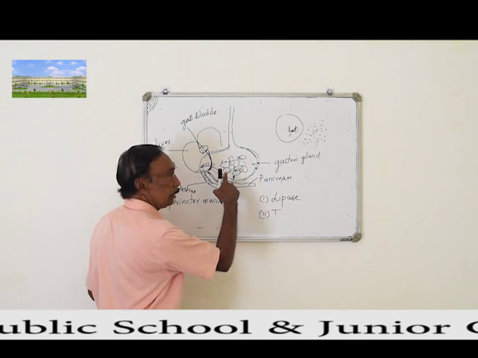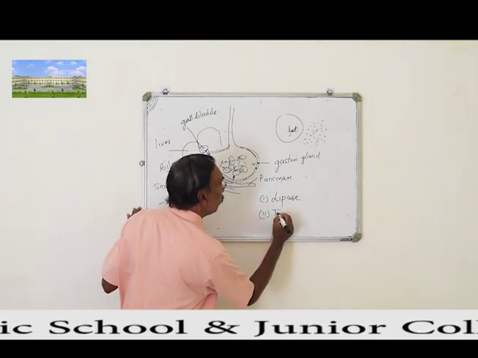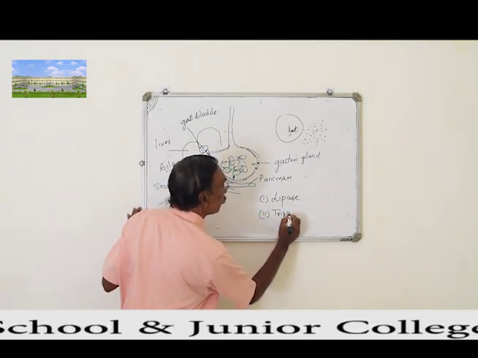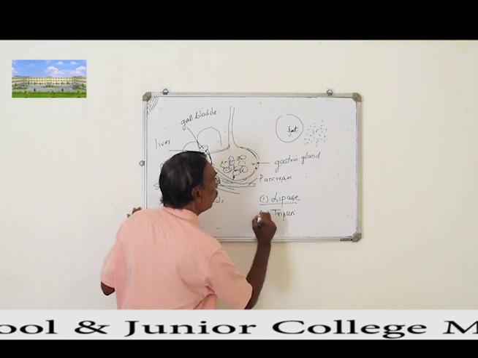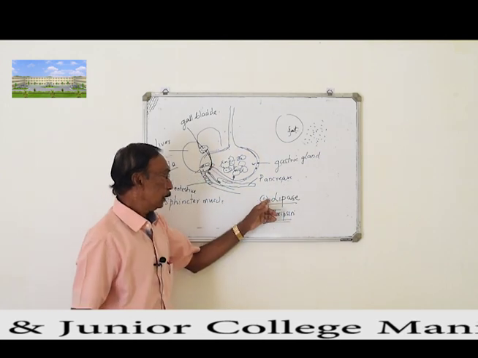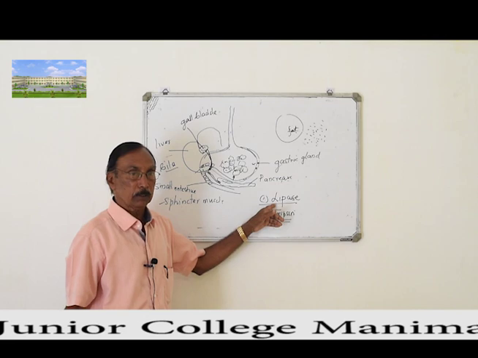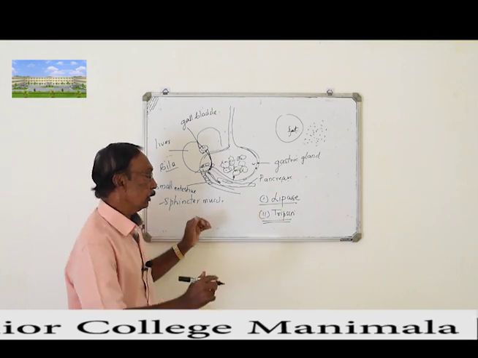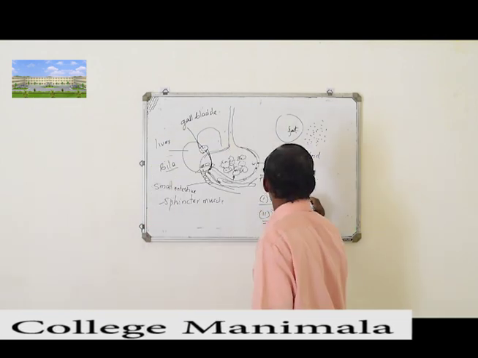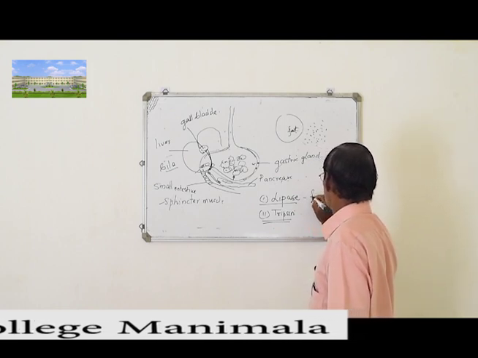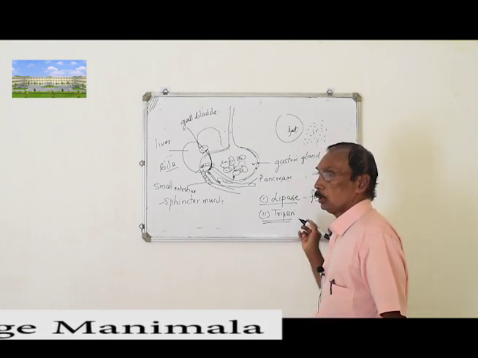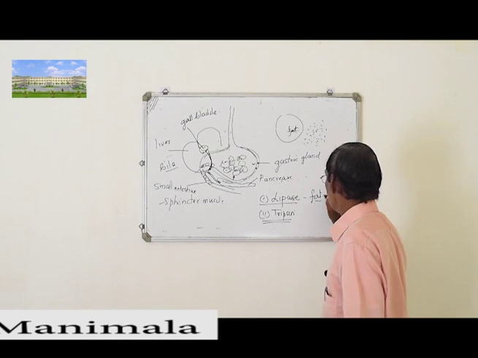Protein, actually it started digestion, but the digestion was not complete. It is called trypsin. So two important enzymes: lipase and trypsin. Lipase, lipid means fat. It will work on fat. Fat means oil, cheese or butter, this kind of thing.